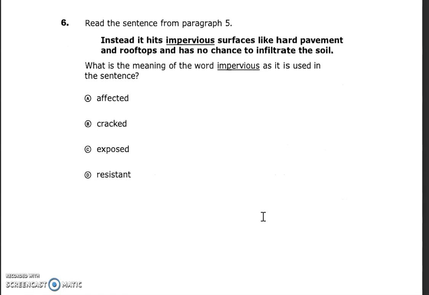Number 6. Read the sentence from paragraph 5. Instead, it hits impervious surfaces like hard pavement and rooftops and has no chance to infiltrate the soil. What is the meaning of the word impervious as it is used in the sentence? A, affected, B, cracked, C, exposed, D, resistant.